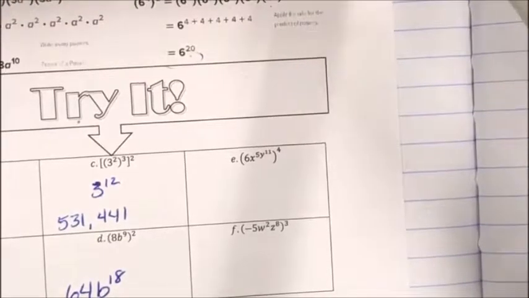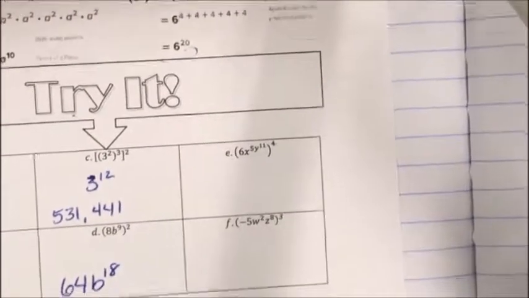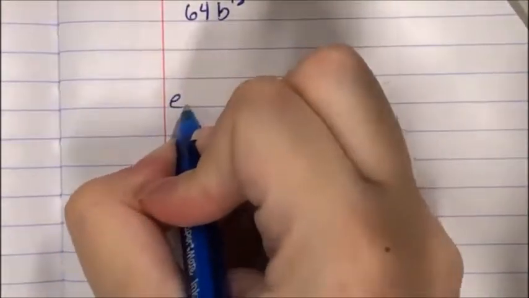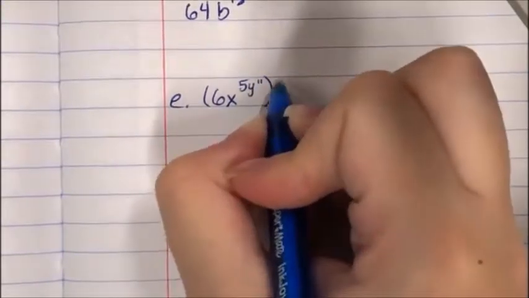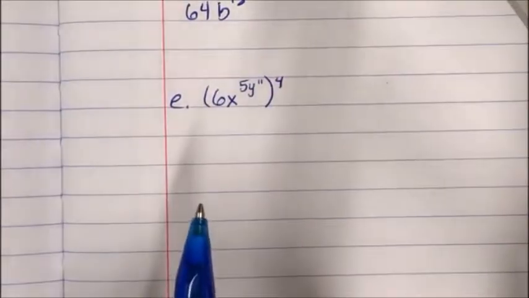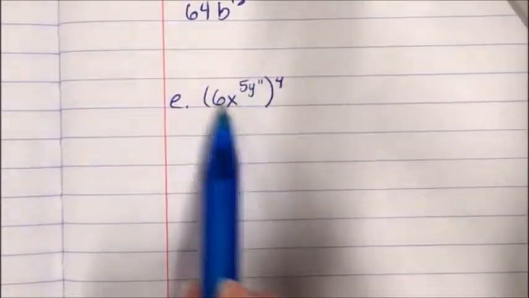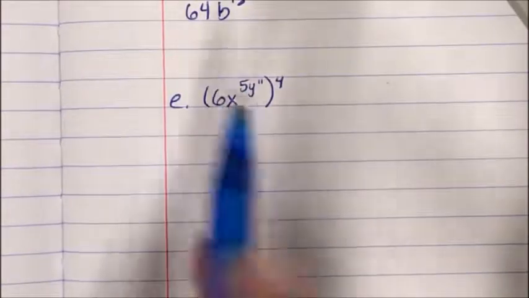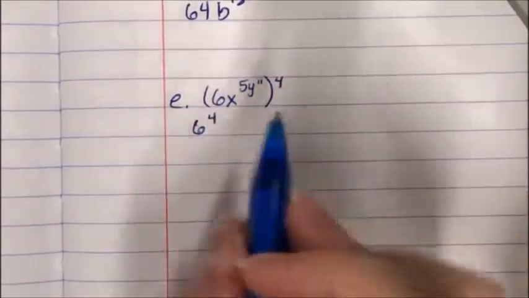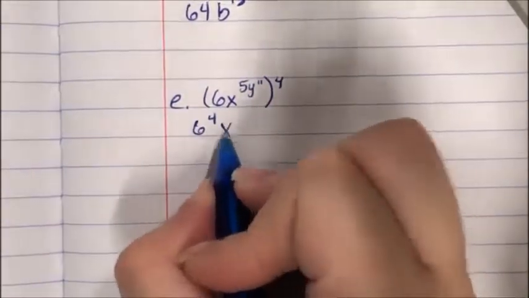Okay. Letter E is 6x to the 5y to the 11th, all to the 4th. Let's go with this one. All right, so this is really saying I'm taking all this and I'm multiplying it by itself 4 times. So I'm going to distribute this 4 to the 6. So I get 6 to the 4th. I'm going to distribute it to the x as well.